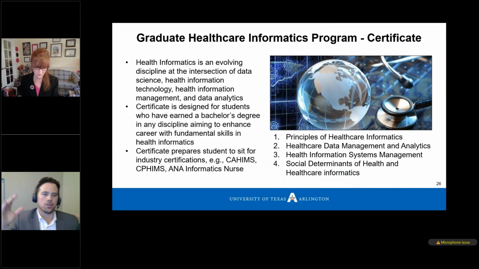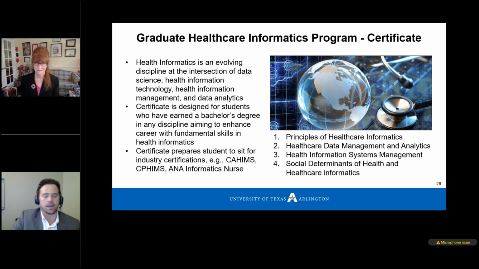So again, the certificate we're offering right now is the graduate certificate in healthcare informatics. Health informatics is an evolving discipline at the intersection of data science, health information technology, health information management, and data analytics. So this certificate is designed for students who have earned a bachelor's degree in any discipline, aiming to enhance their career with fundamental skills in health informatics.